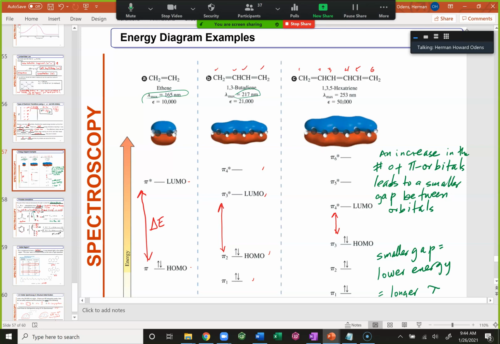Now we're going to do the 1,3,5-hexatriene, and notice that now this has more conjugation. The gap has closed even more, and jumping from here to here will be easier. Therefore, you require less energy. Less energy is equal to low frequency, and lower frequency means higher wavelength. So here you have that the wavelength has increased to 253. All right, and so that's how we're going to operate. So the smaller the gap, the lower the energy. That means the longer the lambda, in this case, the lambda max.